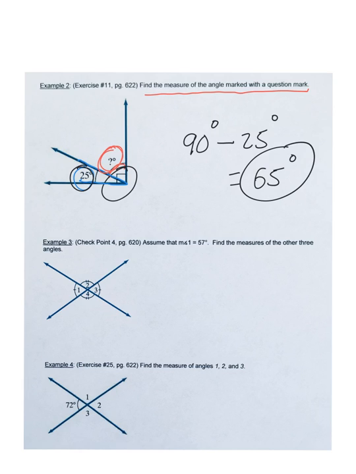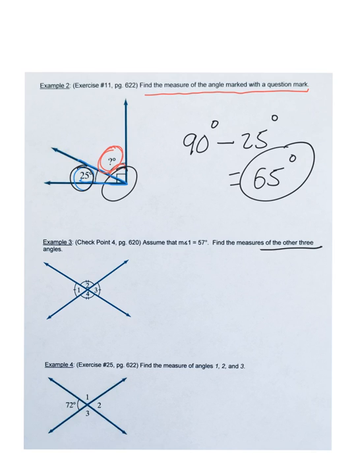Example 3 is going to showcase two important principles in geometry. So if we jump in, example 3 says, assume that the measure, remember little m means measure in this section, the measure of angle 1 equals 57 degrees. Find the measures of the other three angles.